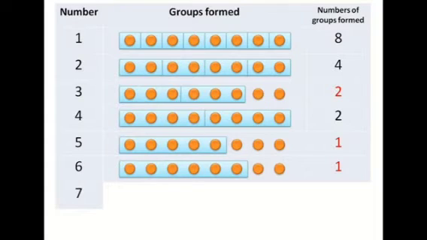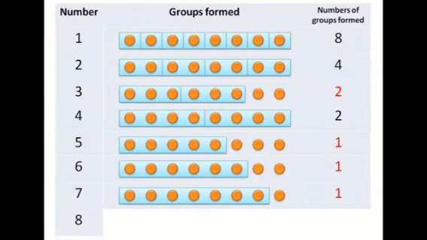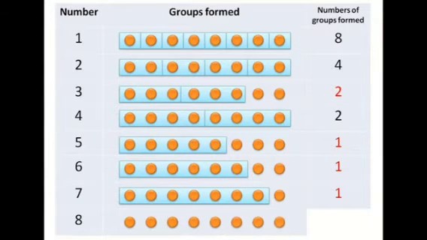Take 7 and form a group. Seven in one group, 1 is left out. So the possible number of groups is 1, but there is a left out. Take 8. If you take 8, then 8 beads will form a single group itself. Yes? There will be no left out.